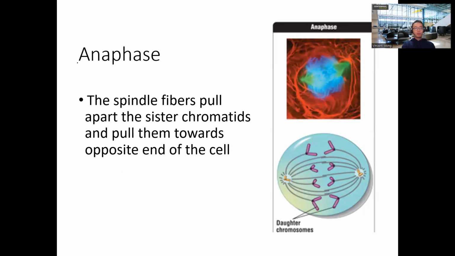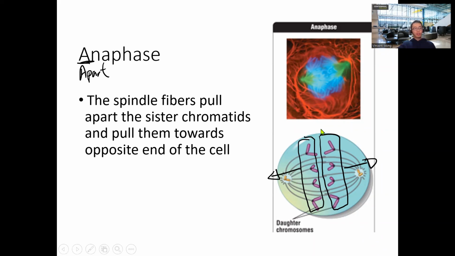Next, we have anaphase. A for apart. So the spindle fibers from each side will pull so hard that the sister chromatids will be separated. Remember, this copy and this copy, they're exactly identical, right? Okay, and this copy exactly identical. So in the end, the chromosomes that are moving to one side, this whole set will be genetically identical to this whole set. And so this whole set will be pulled towards this end. This whole set will be pulled towards this end. Okay, and that's what anaphase is. The sister chromatids are pulled apart and they will move towards the opposite end of the cell.